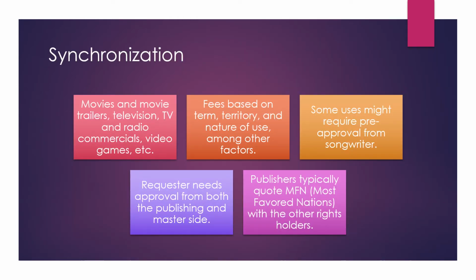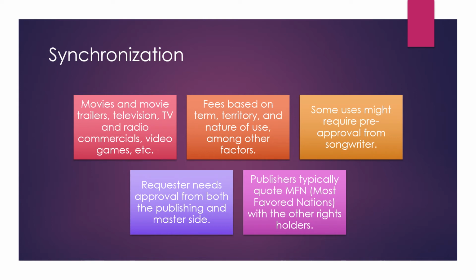Synchronization licensing, or sync licensing for short, is when songs are used in another medium, such as film and TV, usually audiovisual. So if you'll remember in our first class, we talked about the two different sides of copyright, the song music publishing side and the master side. The person requesting the sync license will need to get approval from both the song copyright holder, who's usually the music publisher, and the master rights holder, who's usually the record company. Both rights holders will issue their own quote and do their own licensing.